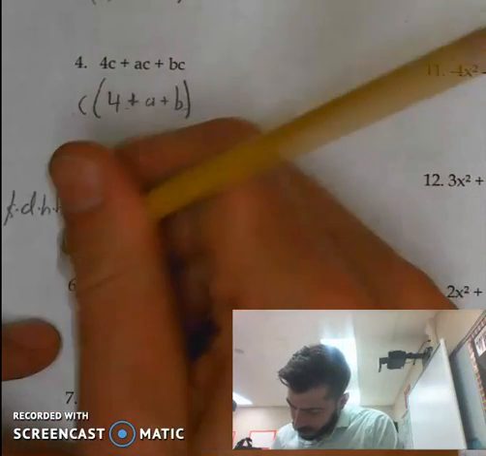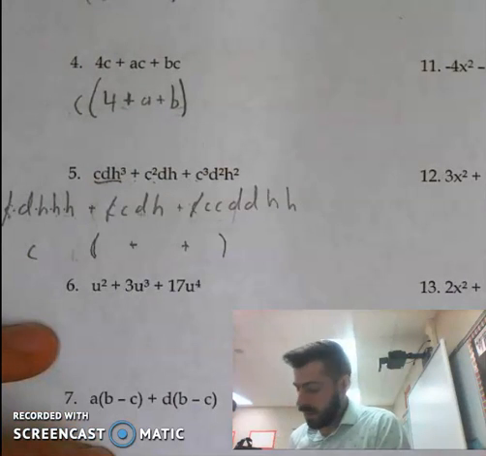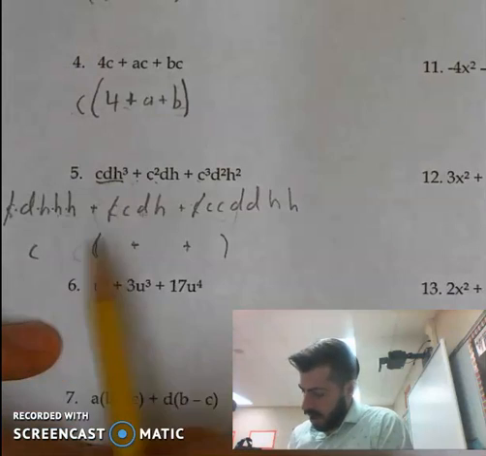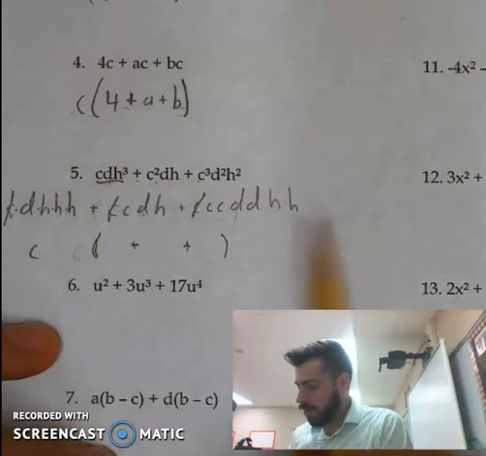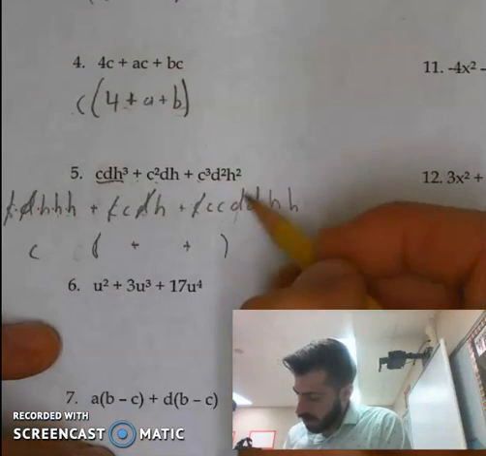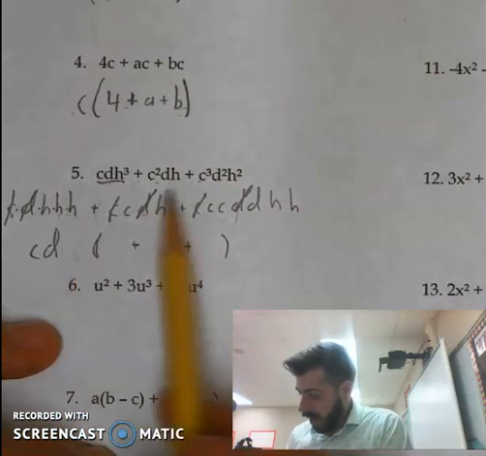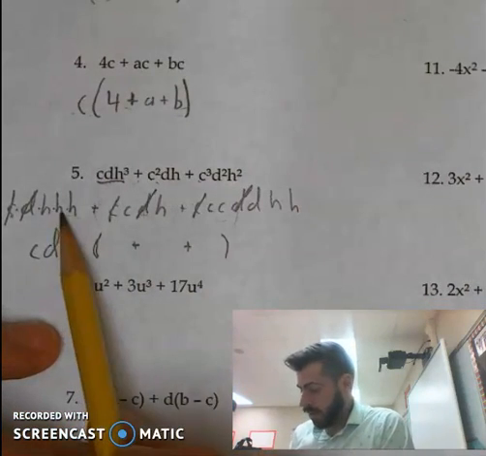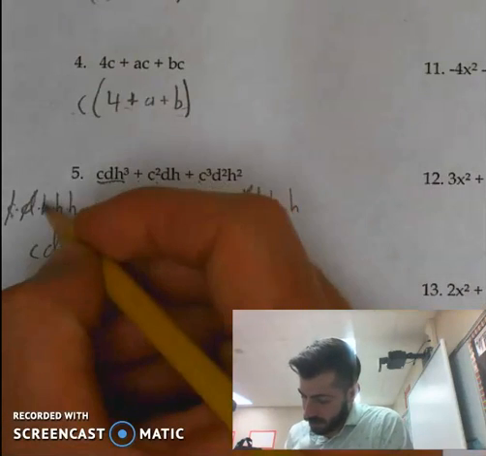So I can factor out one of the C's from each term. Now I'll move on to the D's. Well, the most that all of them share is just 1 D. So I can factor out 1 D from each of the terms. And then it turns out the same with the H's. This one has 3, this one has 2, but this one only has 1. So we can only factor out 1 H from each term.